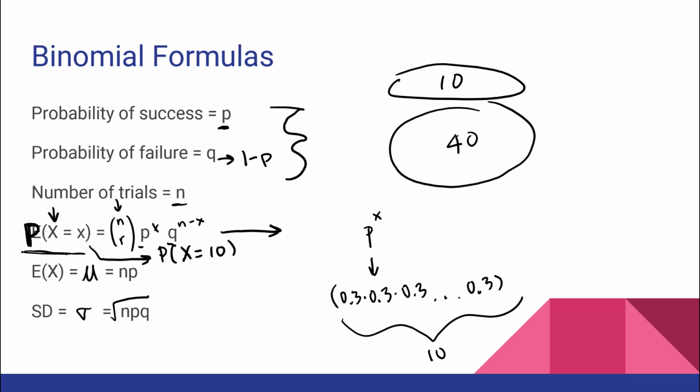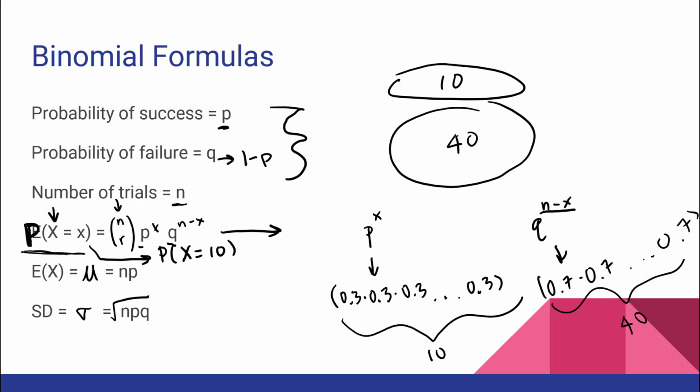And this shows our group of 10 having type O blood. Now, we have to account for the remaining people not having type O blood. So that's where our Q to the power of n minus x comes from. This n minus x just means everyone that does not have type O blood, everyone that is not a success. So that would be 0.7 times 0.7 for 40 terms because there are 40 people left in the trials.